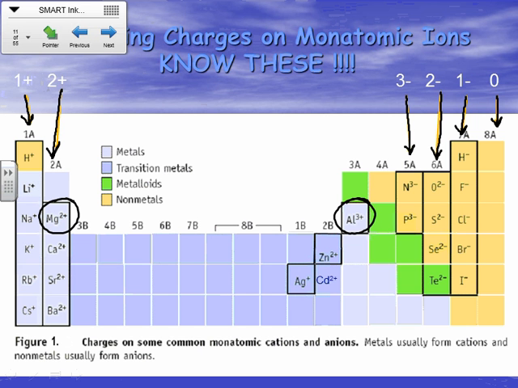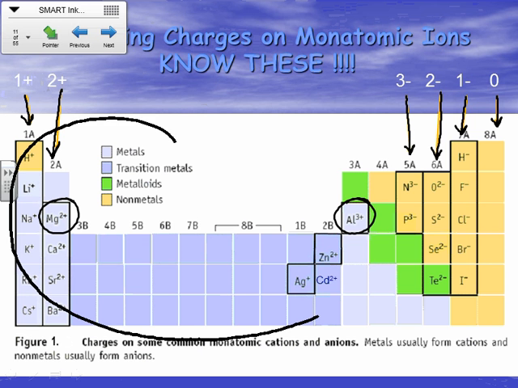Where it says label your periodic table to predict charges on monatomic ions, it says metals usually form cations or positive ions, right? And so notice, everything on this side of the periodic table is going to form a cation, okay? And what's the reason for that? Well, they are metals, but why do metals form cations? And why do metals lose electrons? Okay, because they have fewer valence electrons, all right?